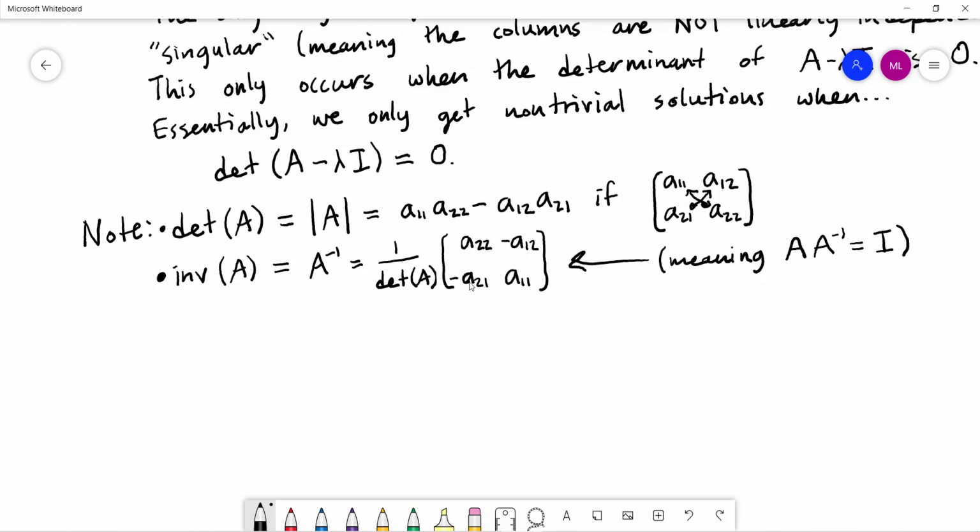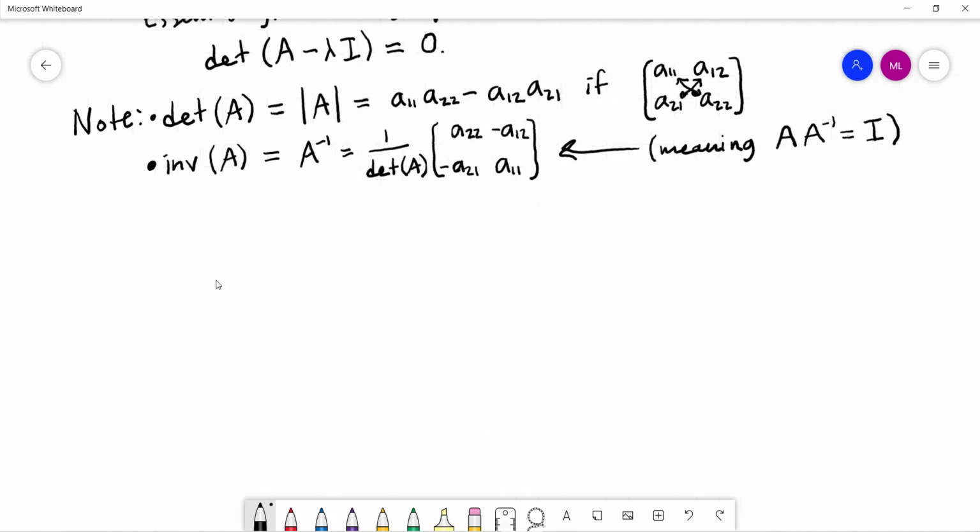We may or may not wind up using this, but just figured I'd point it out. There's an easy formula to find the inverse of a 2 by 2 matrix. It's much more difficult to find the inverse of larger matrices, but for 2 by 2, it's not that bad. So just 2 quick notes. This is the one that's going to be important. This may or may not come up, depending on if we have time to get to it.